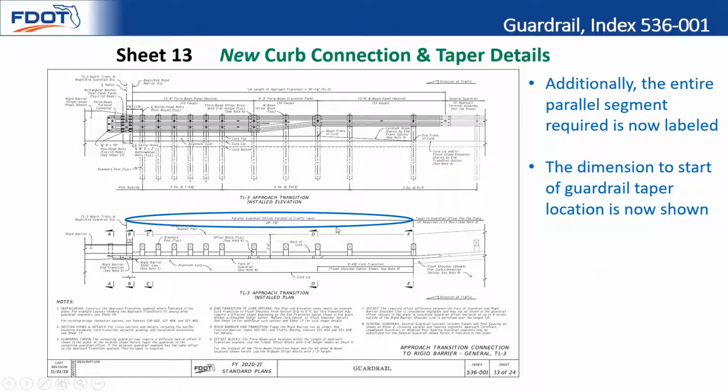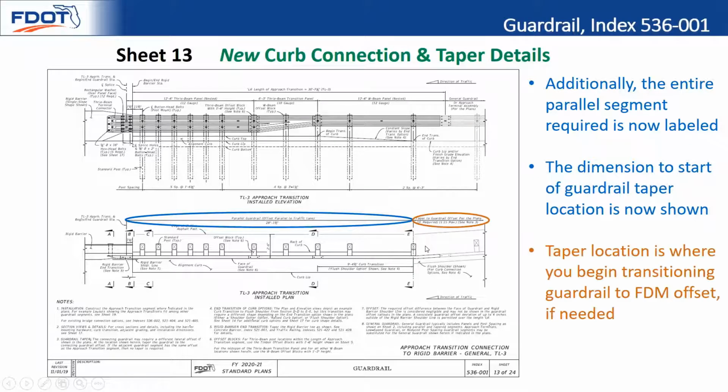One other thing that we've added is that the parallel requirement for the approach transition connection now has the entire dimension delineated for it. This is helpful for designers, rather than having just to add up the post spaces. We just went ahead and gave a hard dimension. So from your begin of guardrail measurement to the point where the taper can begin, we went ahead and called out your 28 feet, 1.5 inches.